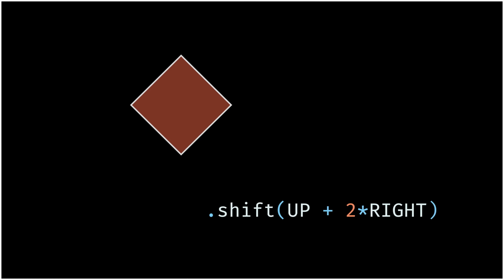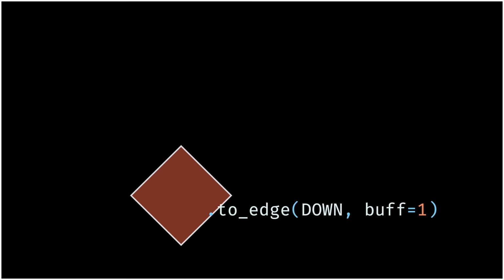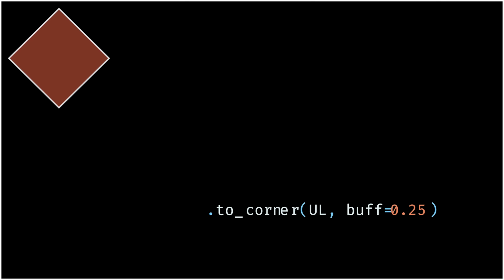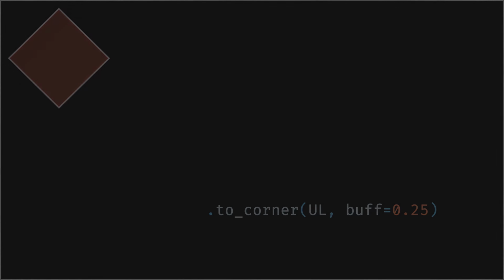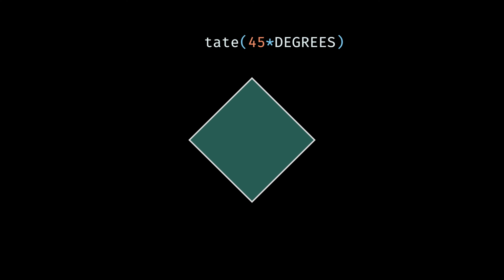For example, to place an object near any edge of the canvas, we can use the to_edge function, and to set the spacing from the edge, we can use the buff argument. Similarly, the to_corner function positions an object at a specified corner of the canvas. Now, with these tools in hand, we can easily transform and animate objects within the canvas, which enhances the dynamism of the animations.